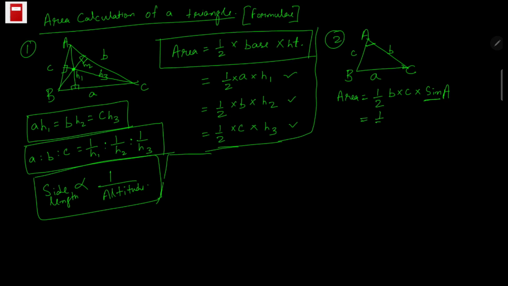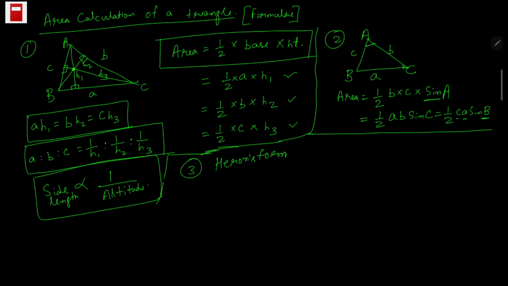That means it can also be taken as half AB sine C, or it can also be taken as half CA sine B. Please note that whatever two sides you take, you have to take sine of the angle included, right? So this is another way of calculation. And then the third one, the most common one, when the angles are not known and only the side lengths are known, okay? And no type is identified, that is called Heron's formula, right? That is the most popular one actually.